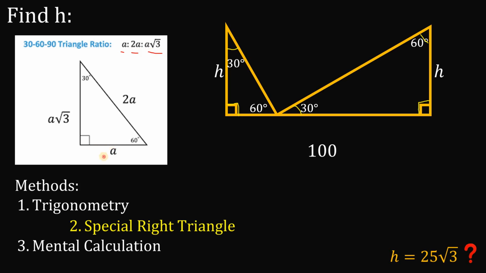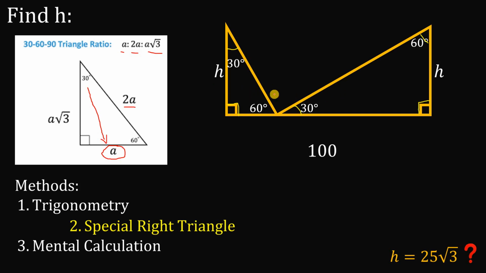So if the smaller leg, this A, is the opposite of 30 degrees, the hypotenuse is twice of it, or simply equal to 2A, and the longer leg, or the opposite side of 60 degrees, must be equal to A multiplied by square root of 3. So using this concept, we can now find the value of H.